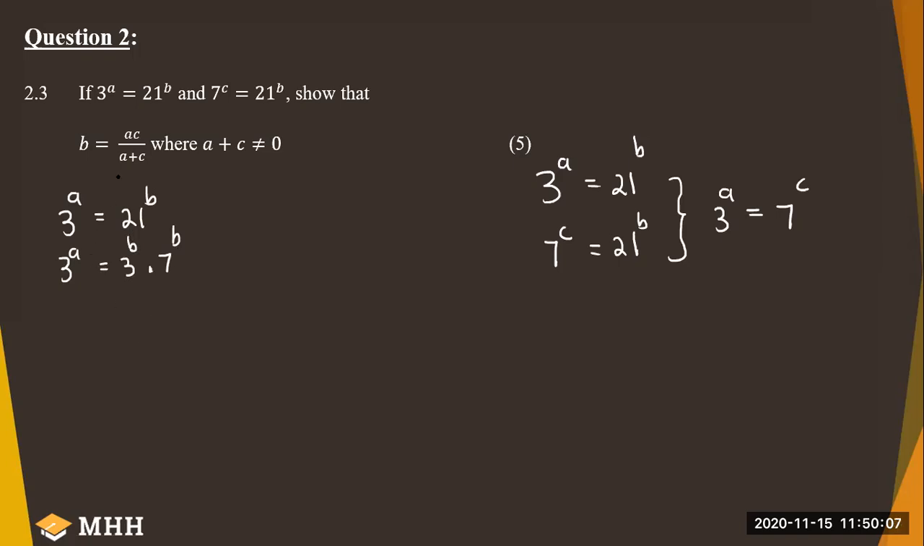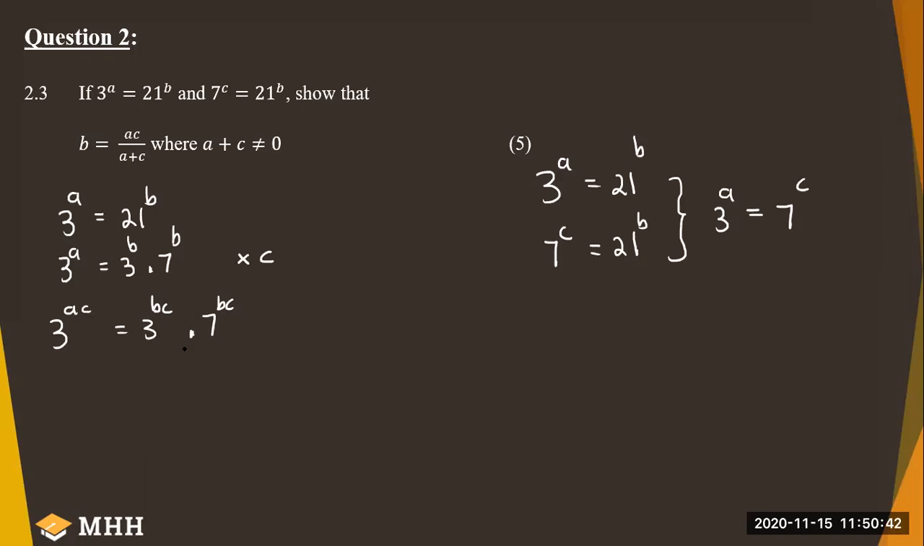Right. Now, what do we want to do? We want the b alone. So it's going to be slightly tricky. So I'm going to help you with this, right? So what we are going to do is we're going to multiply all of these exponents with c. So we get 3 to the power of ac, 3 to the power of bc, and 7 to the power of bc.